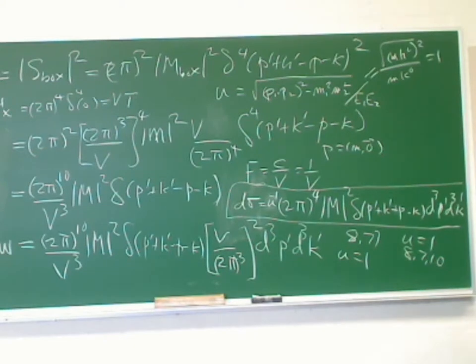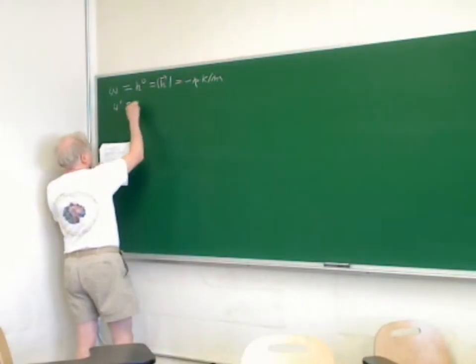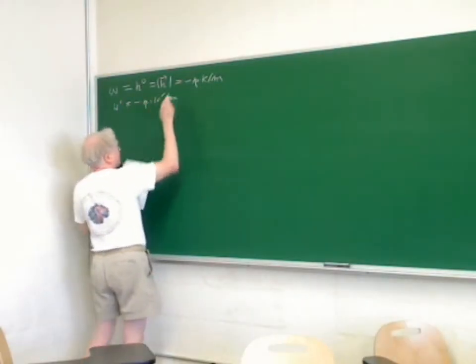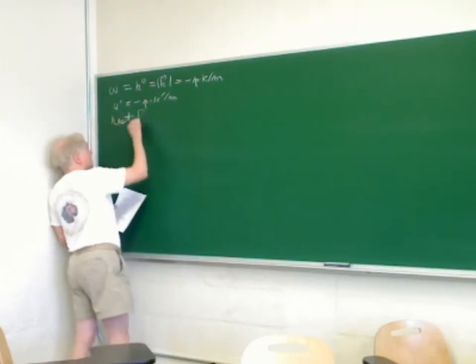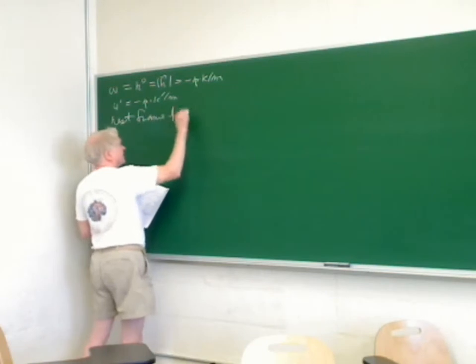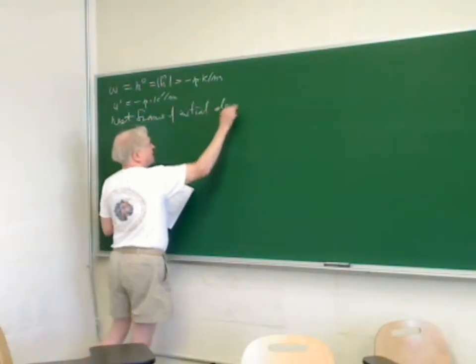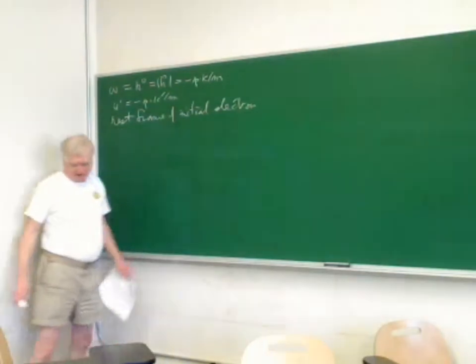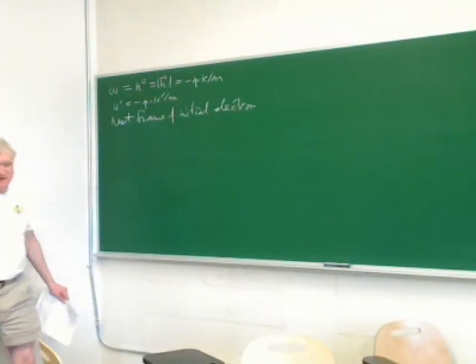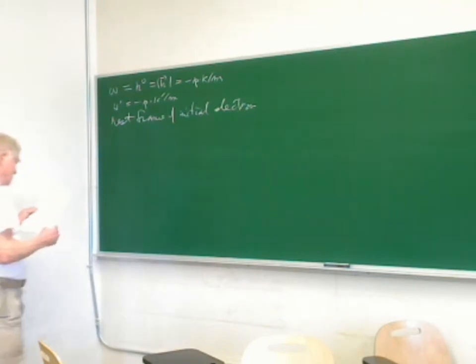Weinberg introduces the notation omega for this, and this is minus E dot k over m, and the same thing for omega prime is equal to minus E dot k prime over m. Remember, we're in the rest frame of the initial electron. And when Compton did his experiments, he was using X-rays on, I guess, atoms. I don't really know what state the electron is in.